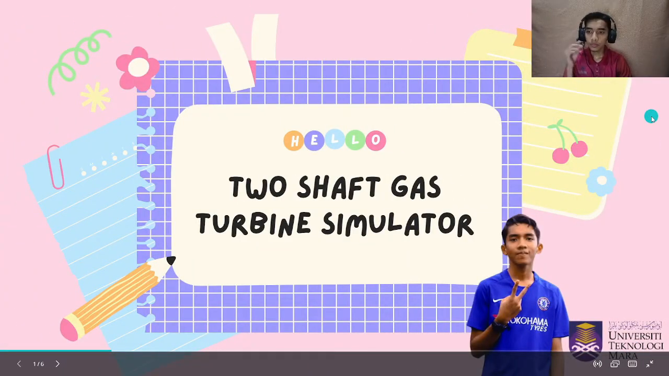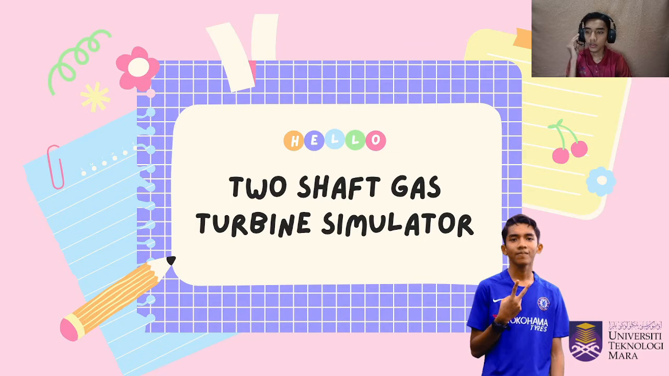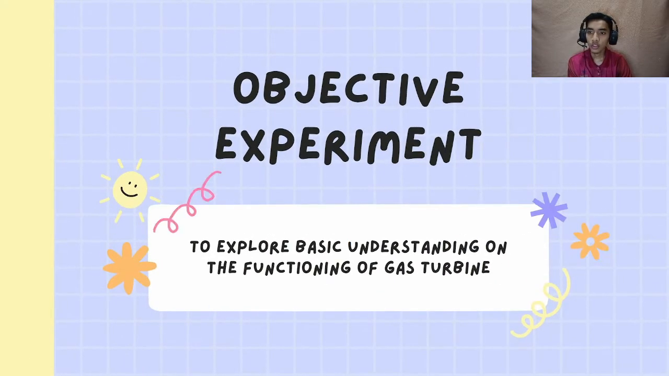Bismillahirrahmanirrahim. So now we will go to the objective, apparatus and the procedure for the experiment 2 shaft gas turbine simulator. First, the objective of the experiment is to explore a basic understanding of the functioning of a gas turbine.